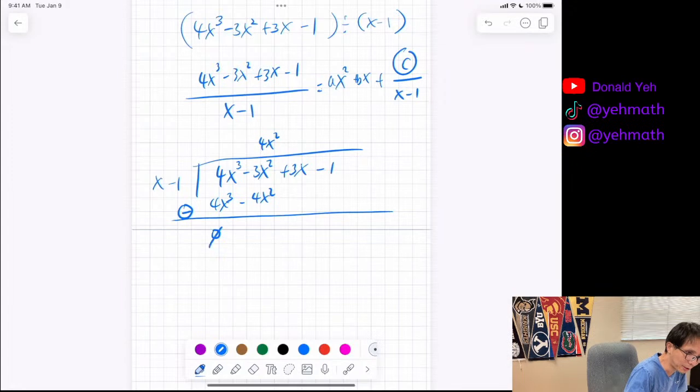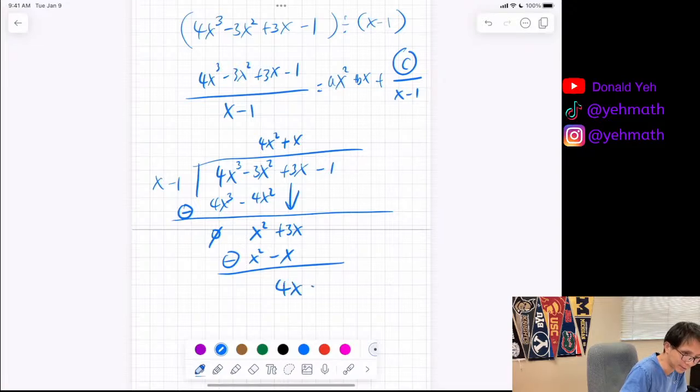That's going to be 0. And what's going to be here? X squared plus 3x. Perfect. And then, because we drop here, plus x. So it'll be x squared minus x. Subtracting what's going to be here? 4x.